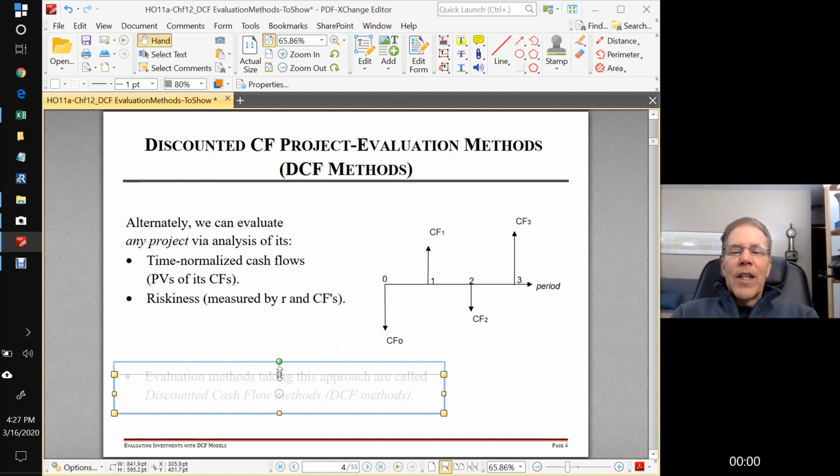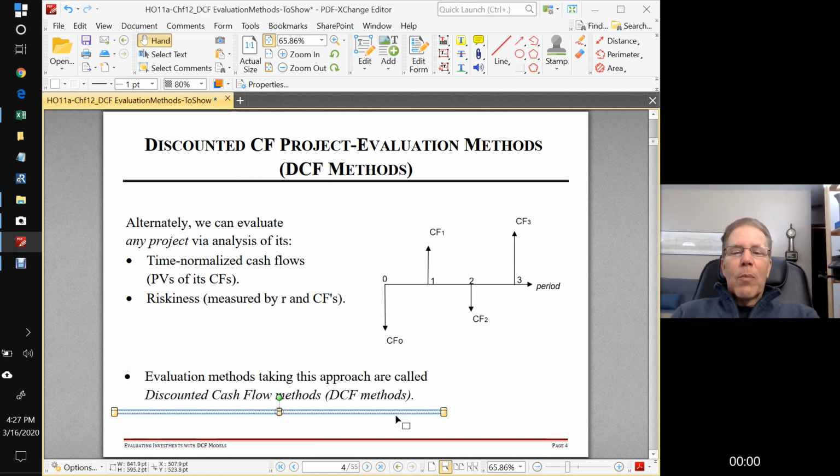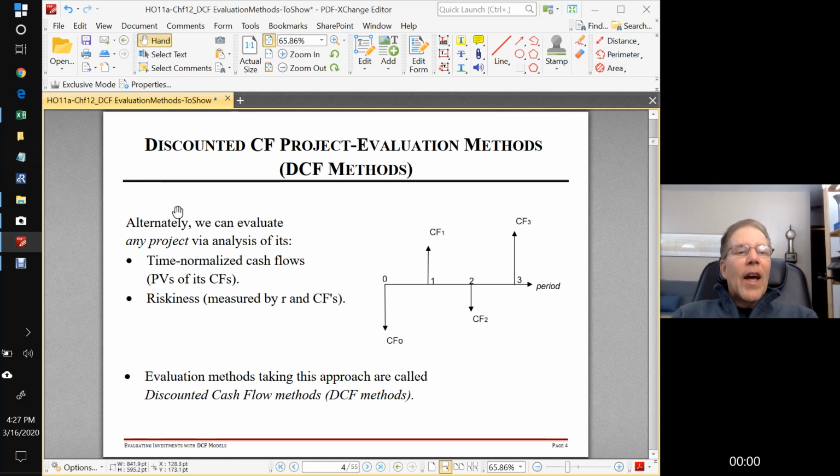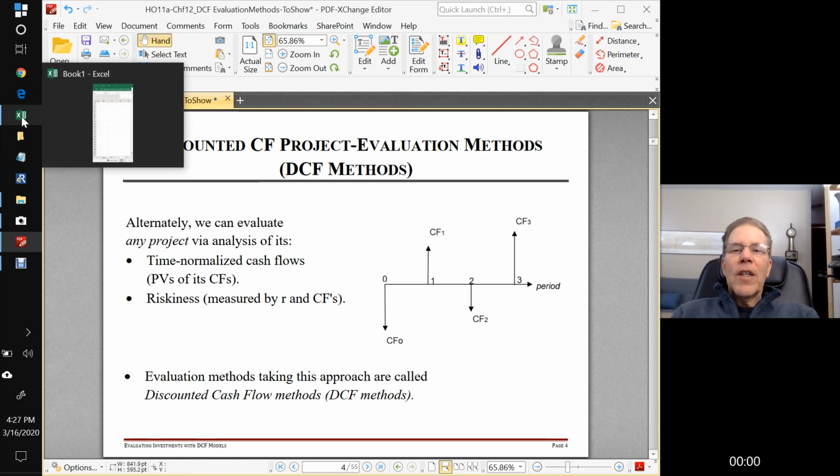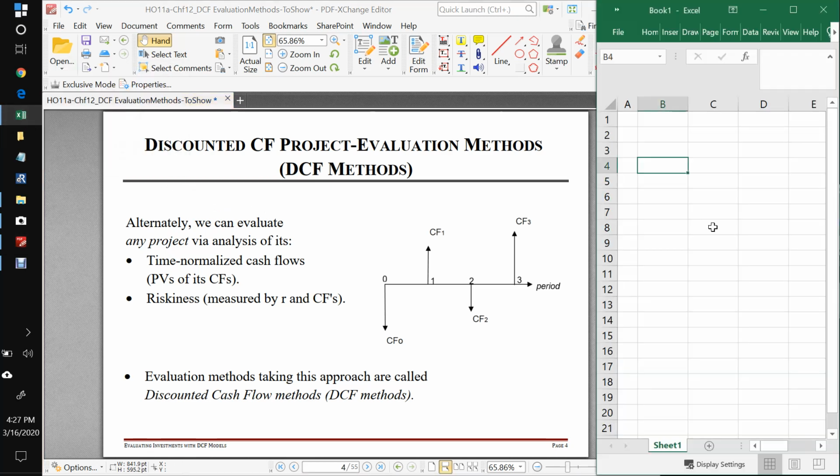And when we use this approach, these methods are called discounted cash flow methods. And I think on that note, I'm going to pop out visually and I'll put in Excel and I'll keep going. Okay, so let's keep going here. Give me just a second.